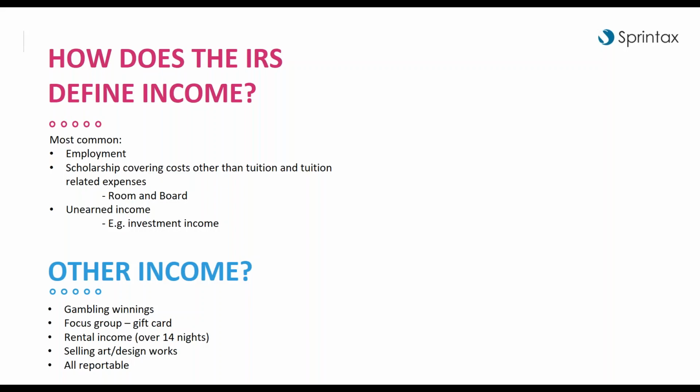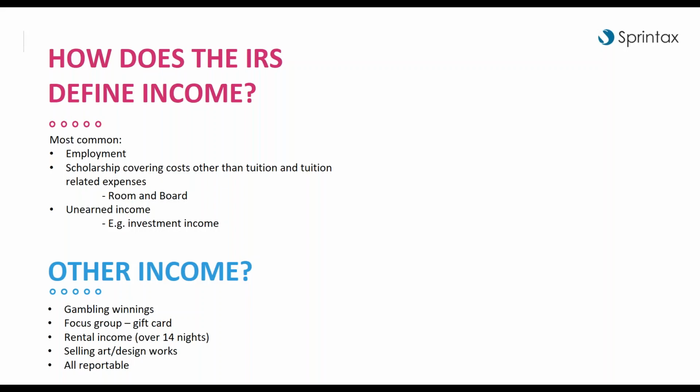Other income then that's a bit more obscure: gambling winnings. If you won anything at all, it could be $5, could be $500. Again, all of that is considered US income, and that needs to be accounted for on your non-resident tax return. We have focus group here as an example. So if you took part in a focus group and you were given a gift card for your services, you need to claim that gift card and actually pay tax on that gift card.